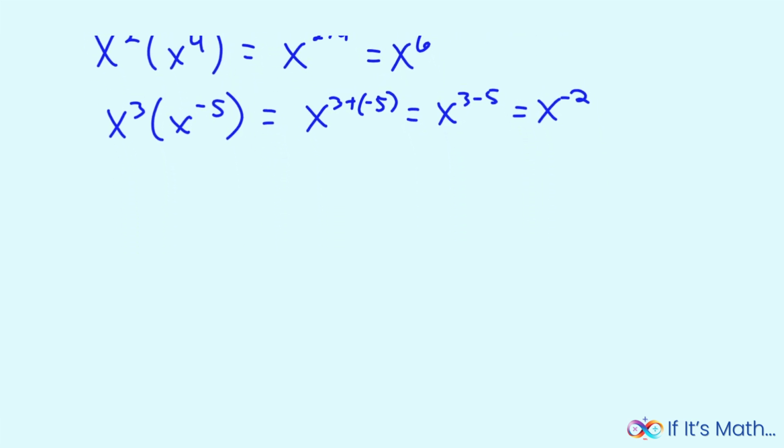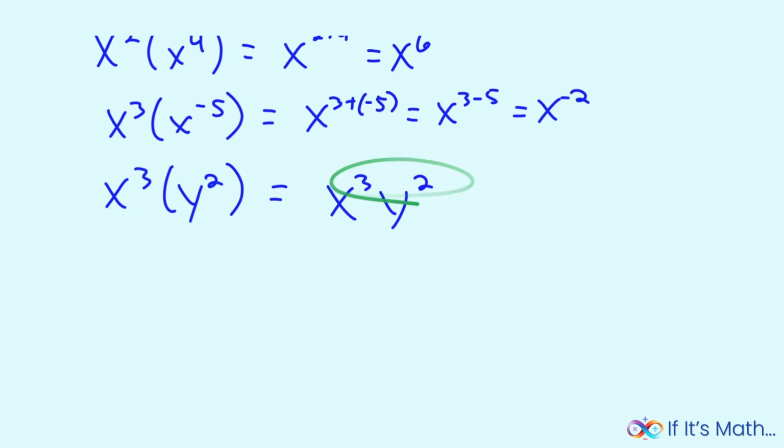If you have x to the 3rd times y to the 2nd, it's kind of a trick question because you can't do anything with it. Just x to the 3rd, y to the 2nd, because the bases aren't the same. So you can't add those exponents unless the bases are the same. So since we have an x here, but a y here, you cannot add those exponents. You just got to leave them be.